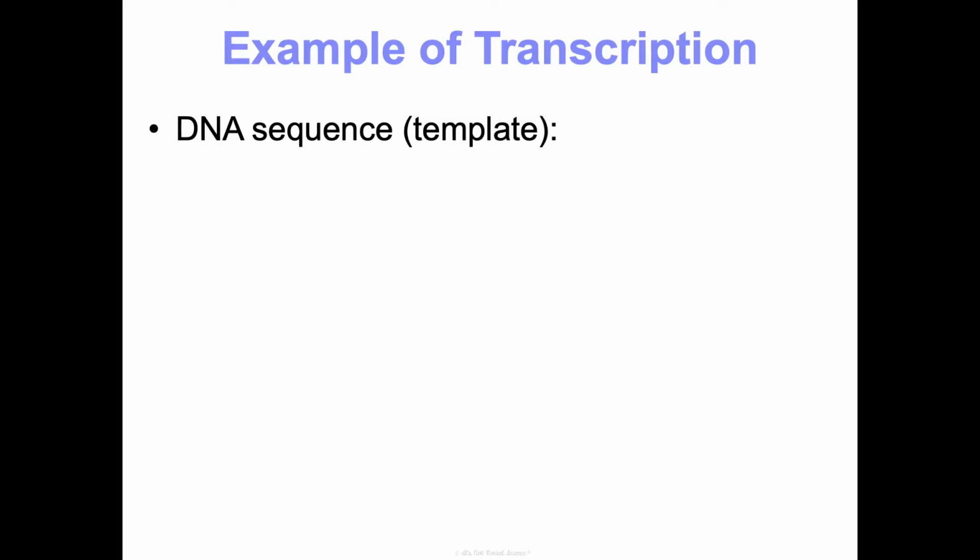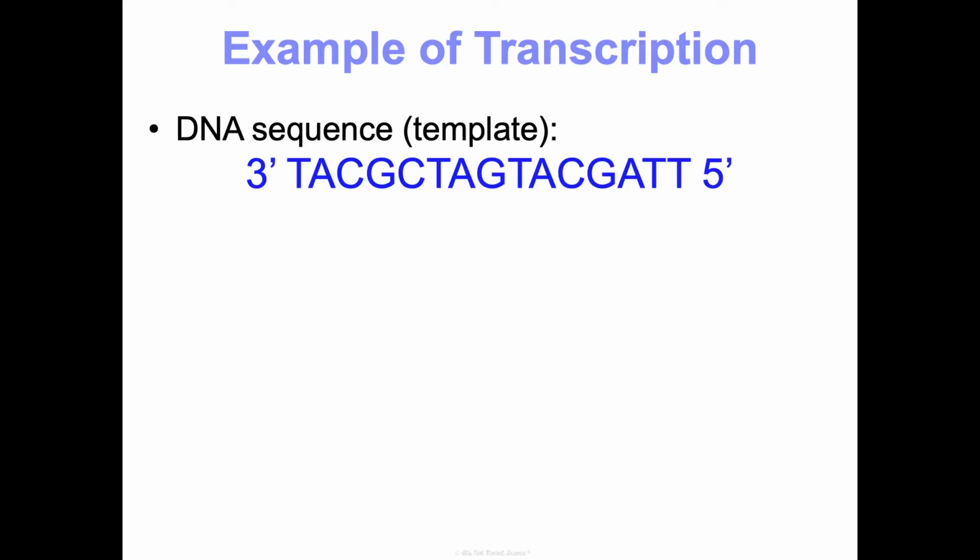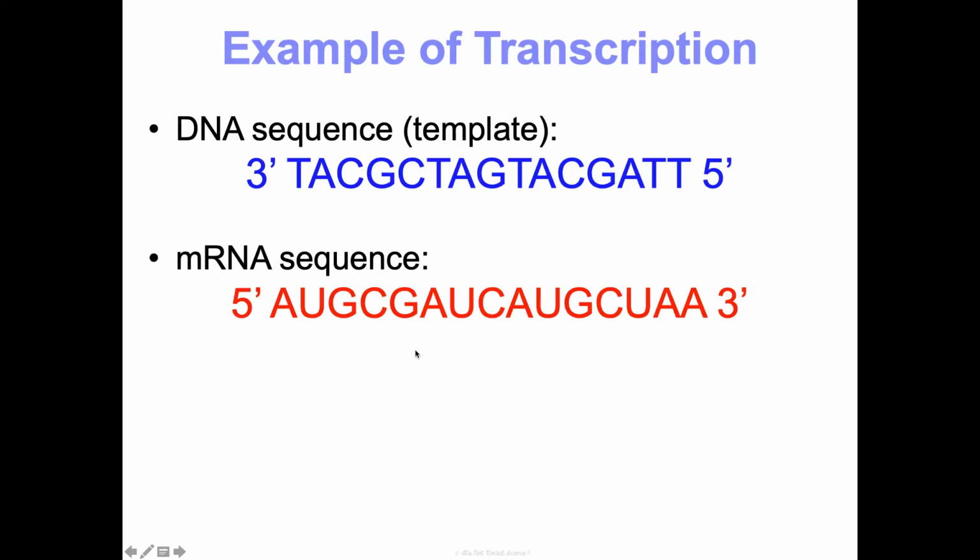Let's say this is the gene sequence on the DNA. It's the template. The 3 to 5 side is the template. The mRNA is going to be whatever corresponds to that. So T will go with A. A, because we're making RNA, goes with U. C goes with G, G goes with C, etc. And so that's how we figure out the mRNA sequence. This is my copy of the DNA's instructions.